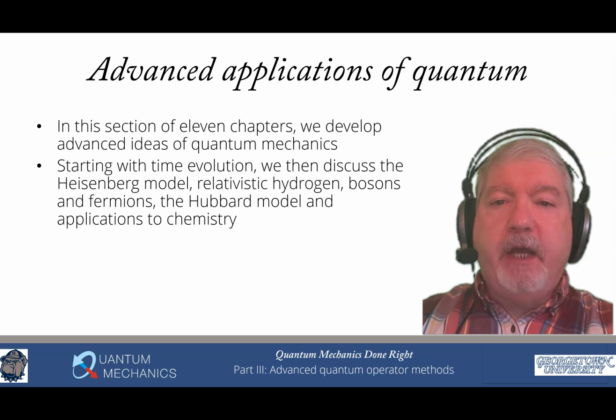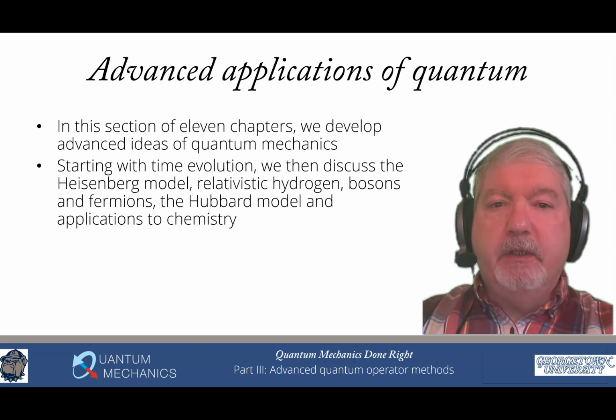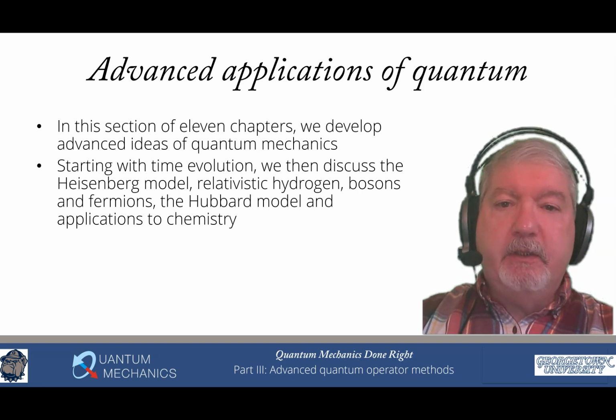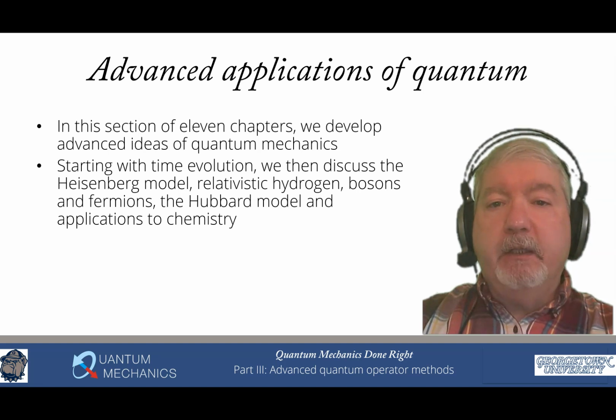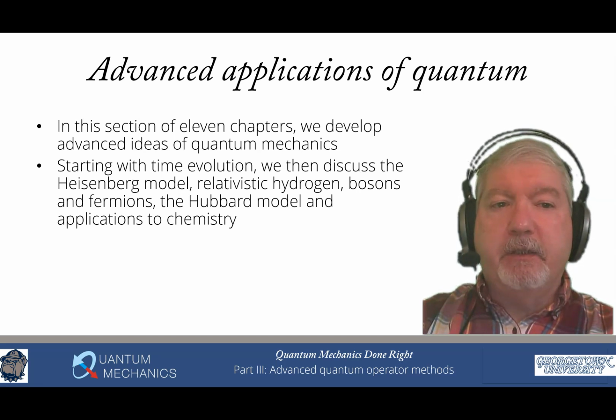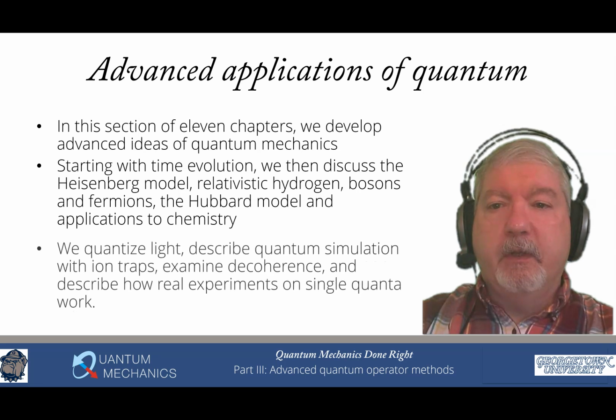Then we'll get to the Dirac equation and relativistic hydrogen. We'll talk about bosons and fermions. We'll talk about the Hubbard model, and we'll do some applications to chemistry. The Hubbard model is a characteristic model of strong correlations for electrons that are in lattices, and it has applications to solids, especially magnets and high-temperature superconductors and other strongly correlated materials.